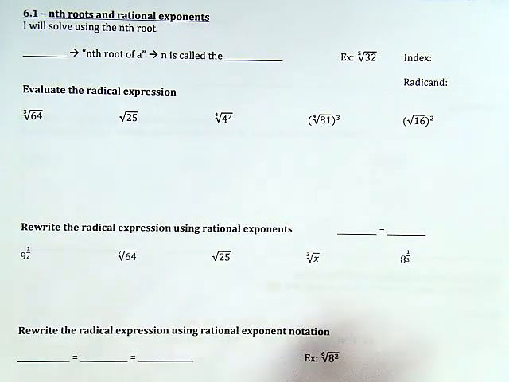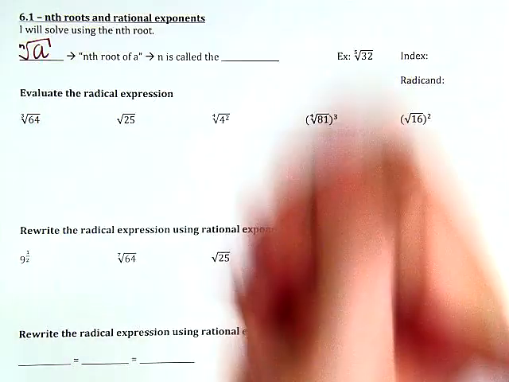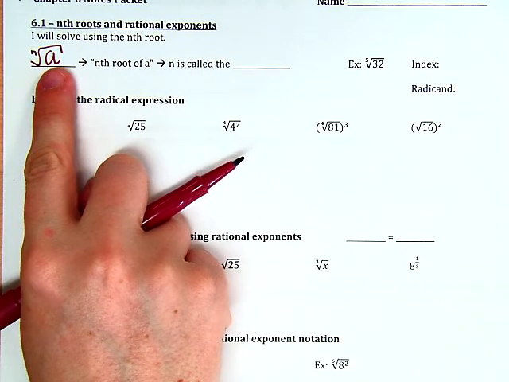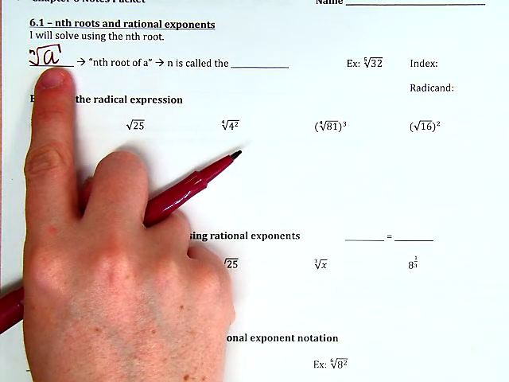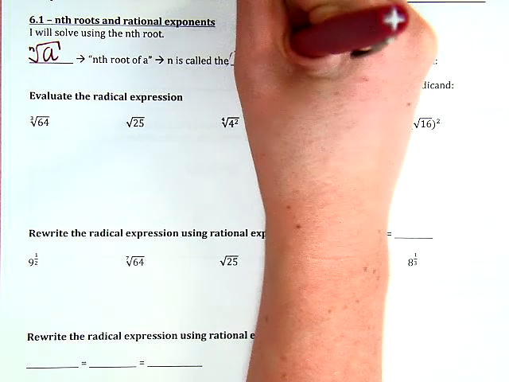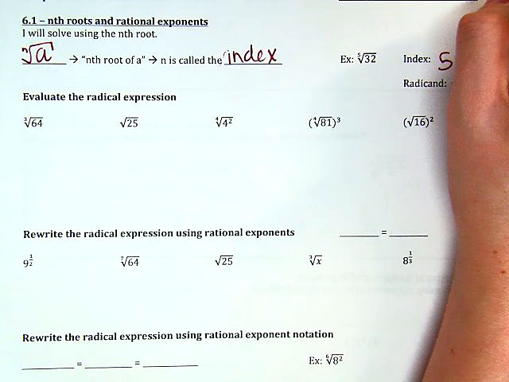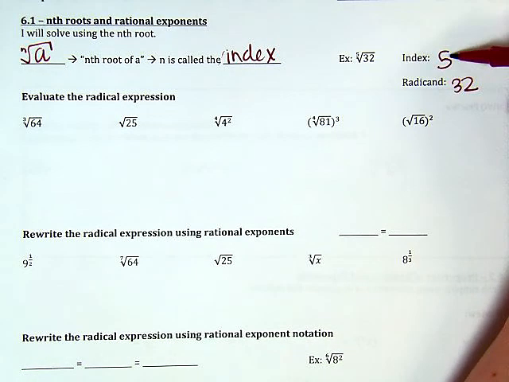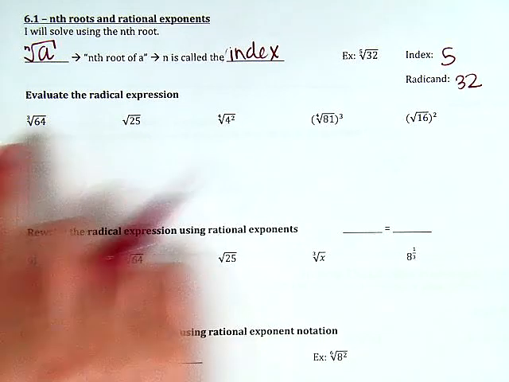So, using that. When I have a square root, I have more than just square roots. I can nth root something. That means I can take it to the power of n. I'm nth rooting something where n is the index. So in this case, the index is 5, the radicand is 32. I'm fifth rooting 32.